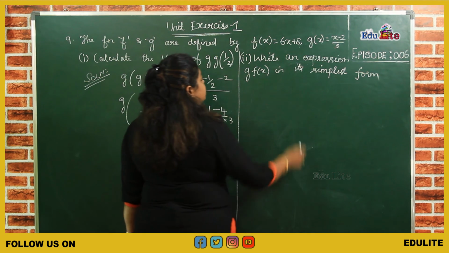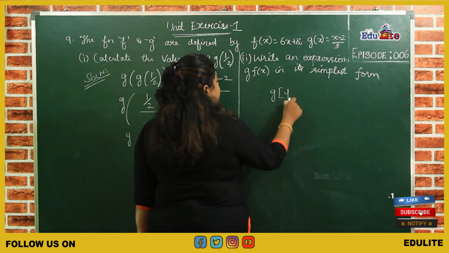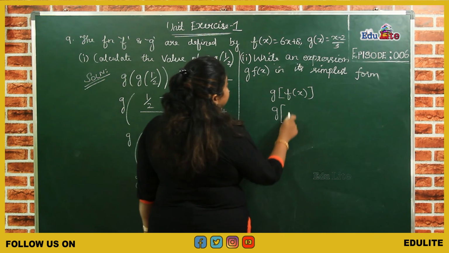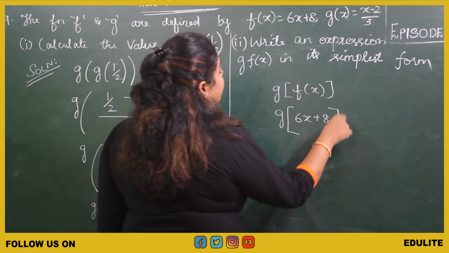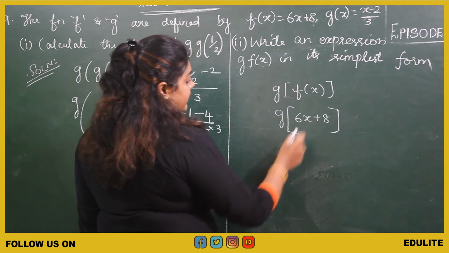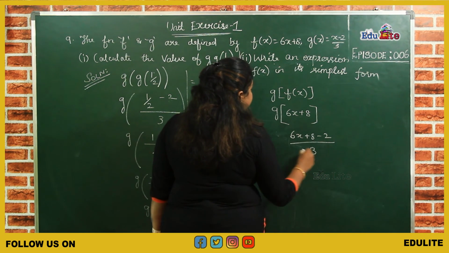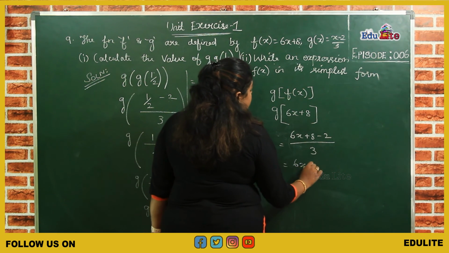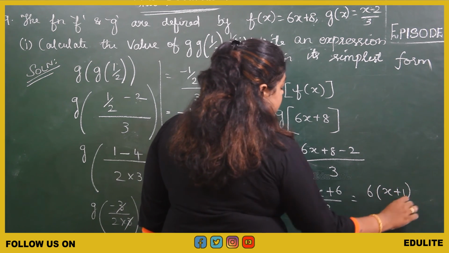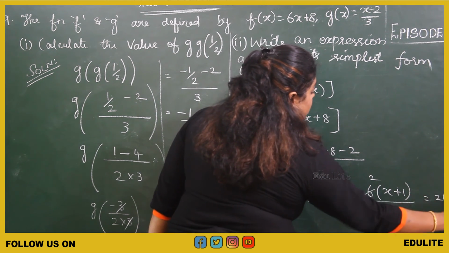And the second option is we have to write the simplest form of g of f of x. So g of f of x, function f of x is given as 6x plus 8. Now we have to use the function of g. In place of x we have to substitute x minus 2 by 3. 6x plus 8 minus 2 divided by 3, 6x plus 6 by 3, taking 6 in common, it will become 2 into x plus 1.